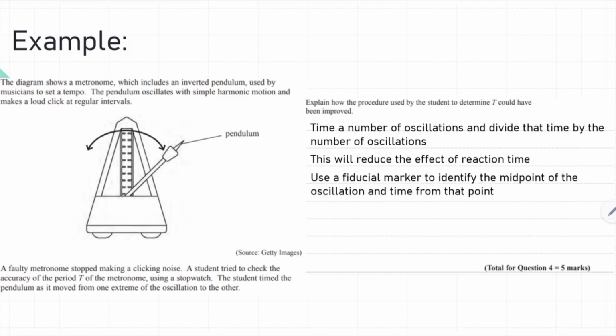So that's the second point here. Use a fiducial marker to identify the midpoint of the oscillation and time from that point. If you put a fiducial marker to identify the midpoint, you'll be able to clearly see when the pendulum moves past it, and it will also be easy to tell, as that is where the pendulum will be moving the quickest. So it'll be easier to measure the time. And these methods will both reduce percentage uncertainty for T. And that is the question.